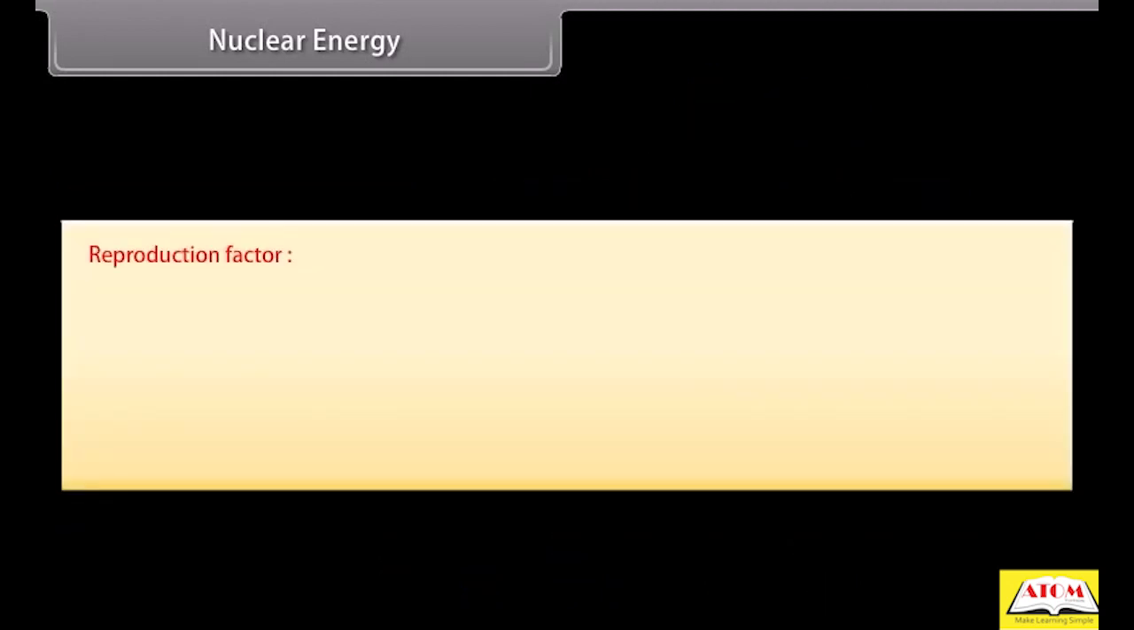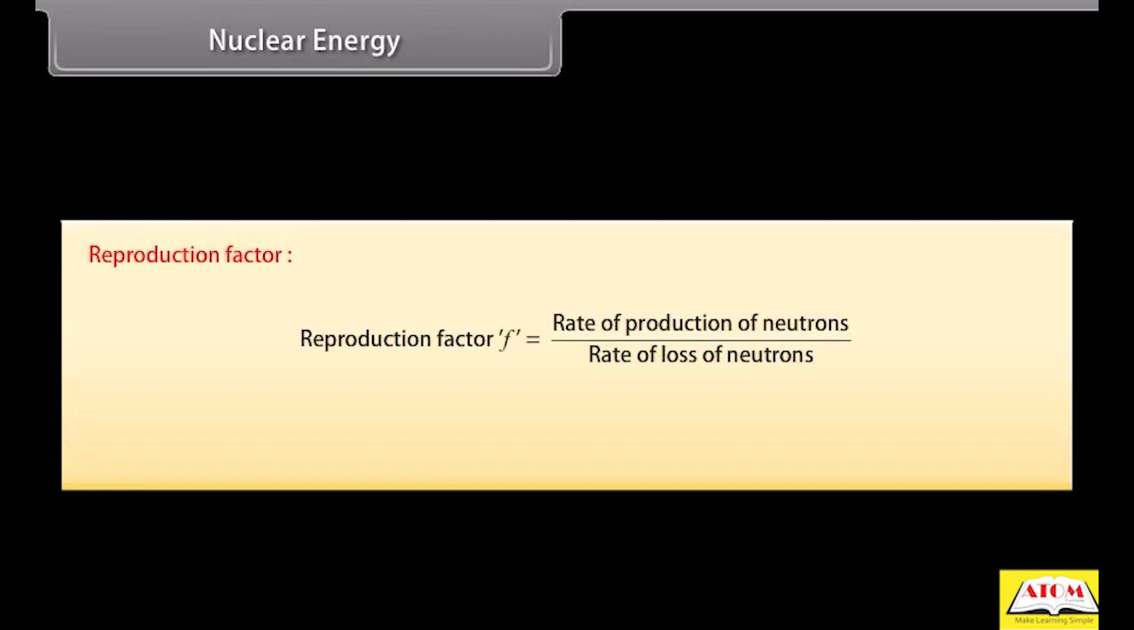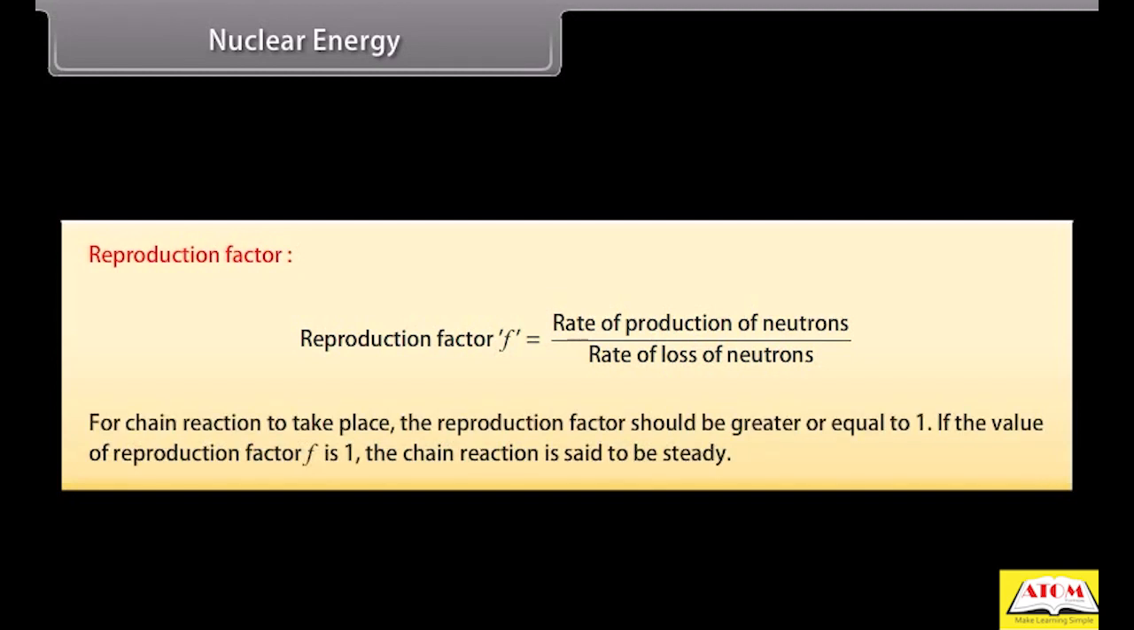Reproduction factor. It is defined as the ratio of rate of production of neutrons to the rate of loss of neutrons. For chain reaction to take place, the reproduction factor should be greater than or equal to 1. If the value of reproduction factor K is 1, the chain reaction is said to be steady.